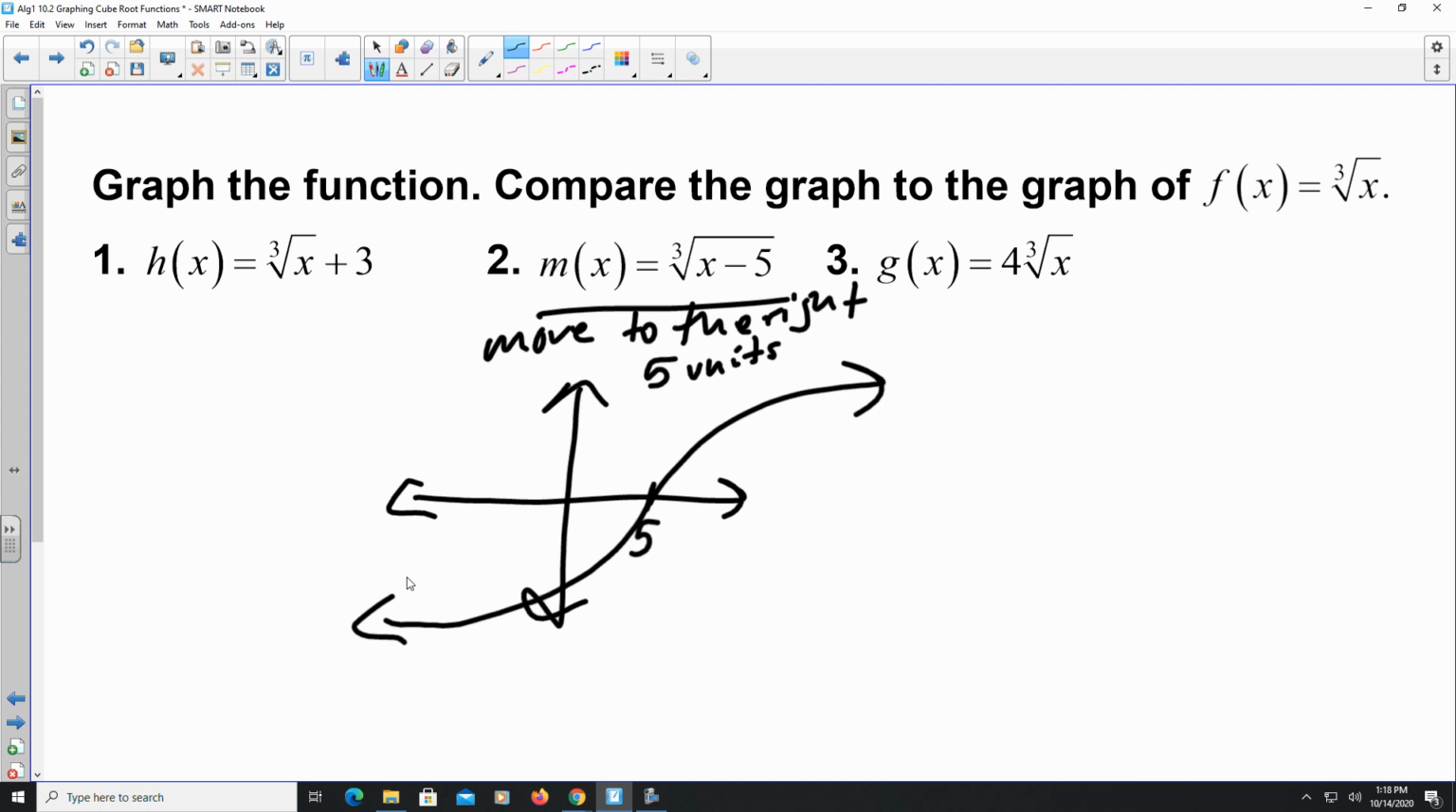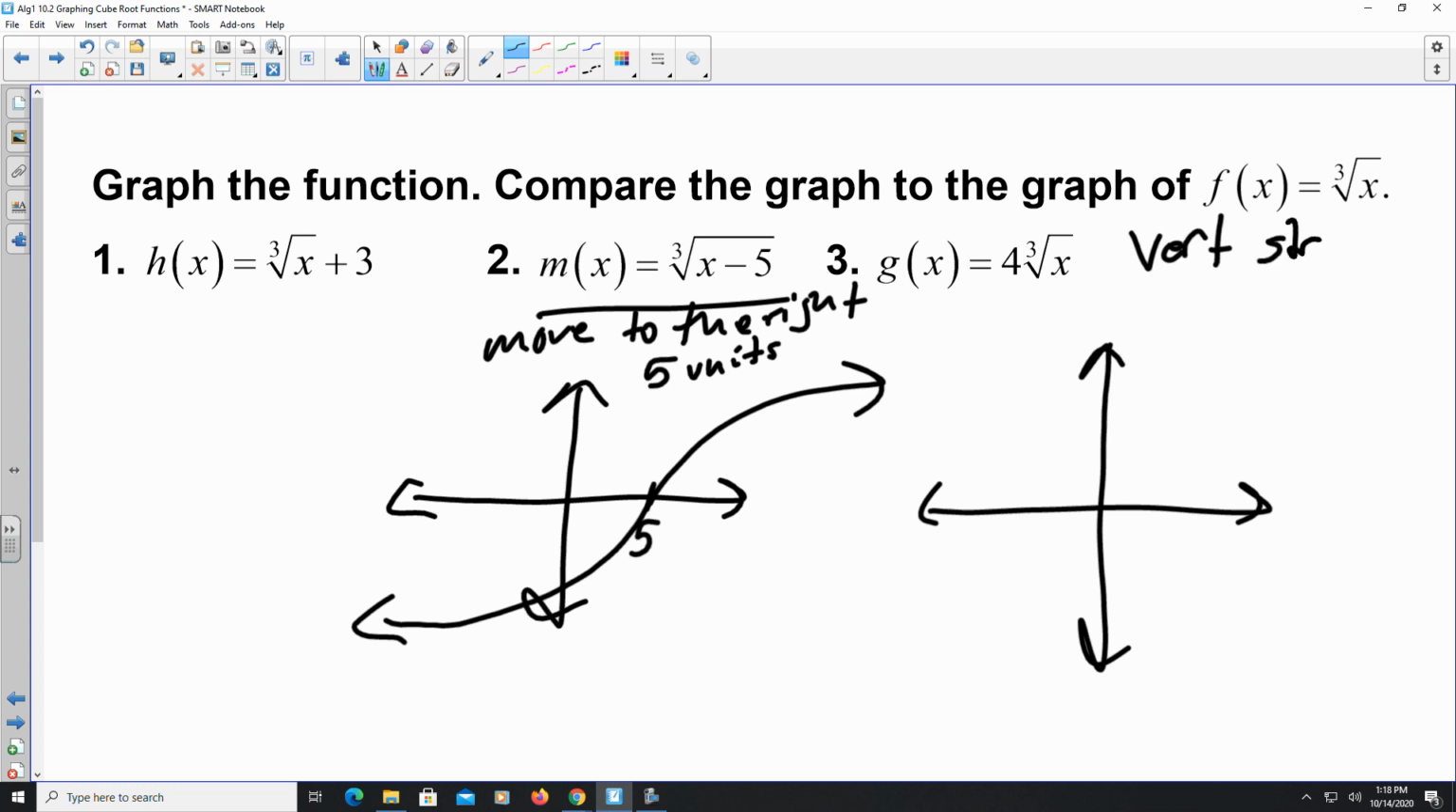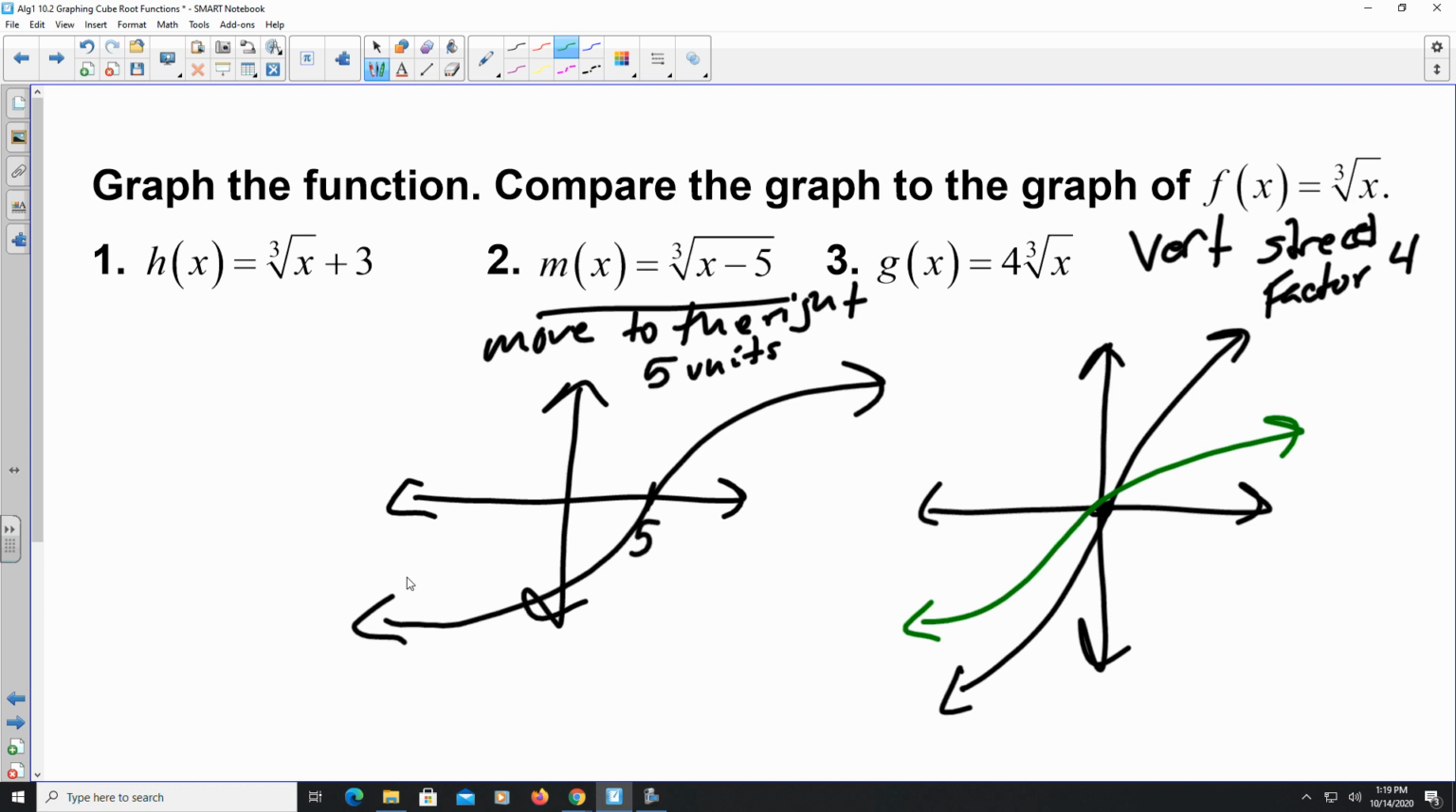And then for number 3, because you had that 4 on the outside, it's going to have a vertical stretch by a factor of 4. Basically what it means is it's still going to be crossing at that (0, 0), but it's just going to be a little bit wider than the parent function. The parent function would look something like this in comparison.